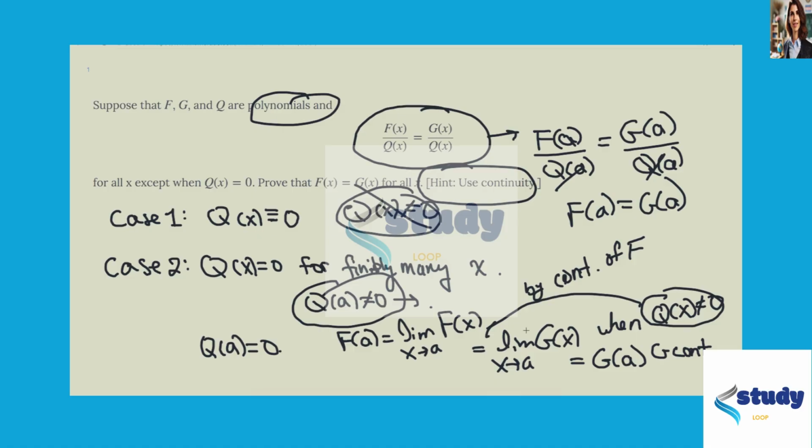But here's what we've shown. We've shown for any A, whether Q of A is 0 or not, we always have F equals G. So this shows that F equals G for all x values. And that's our final answer.